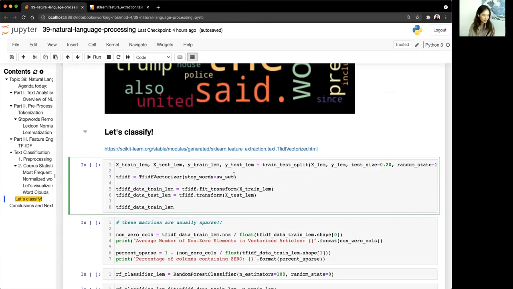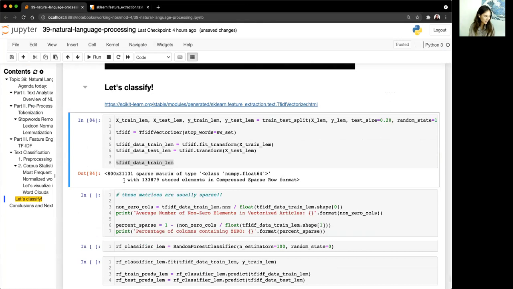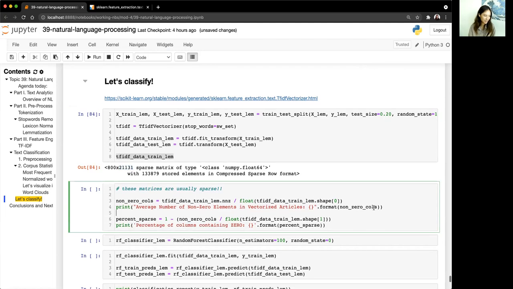All right, so main thing out of here, we're introducing our stop words in our vectorizer. And then we're going to do our fit transform on our train and our transform on our test. For Tfidf, it's extremely important that you do this because it is calculating inverse document frequency out of the documents that are in your train set. So cool, our Tfidf data train, again, is a sparse matrix. You can see that it's 800 by 21,000. So we actually have 21,000 columns in this data.